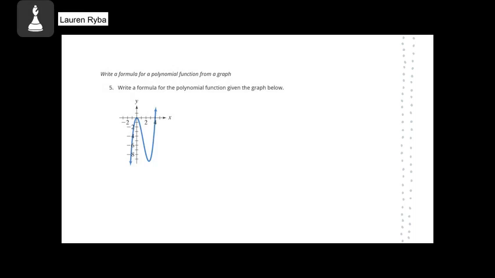So here we have a graph, and we're going to start with finding the x-intercepts. So we're hitting at 0, but it hits and comes back. So that means it's a multiplicity 2. And we also have a root of 4, which crosses through, so multiplicity 1.